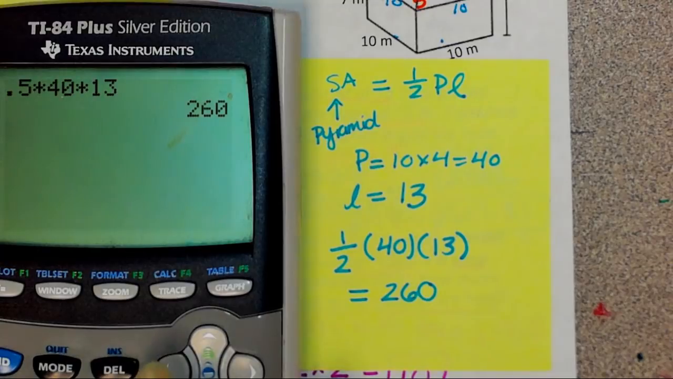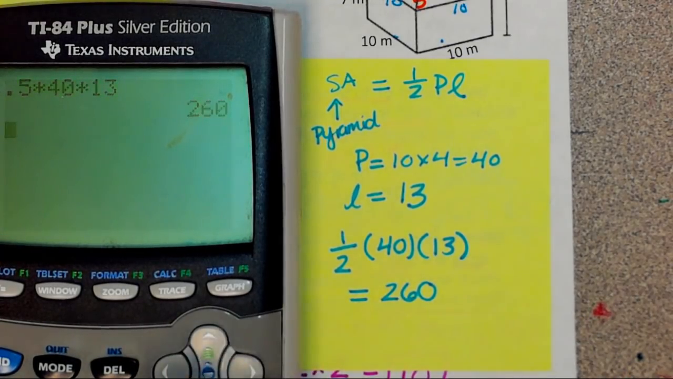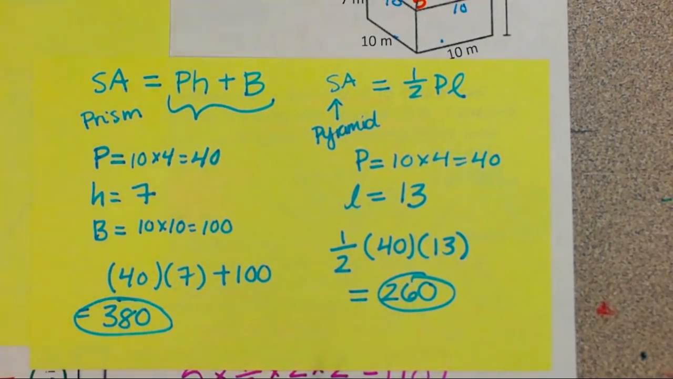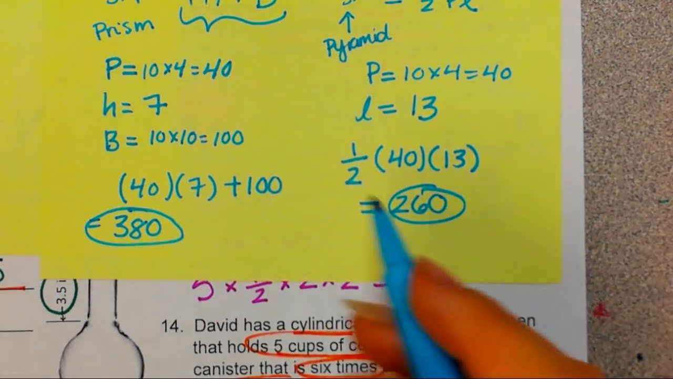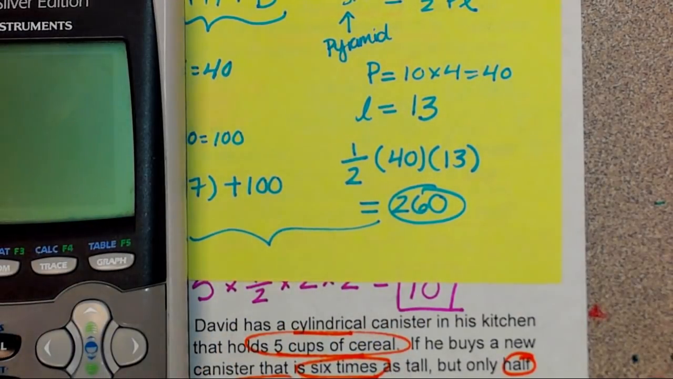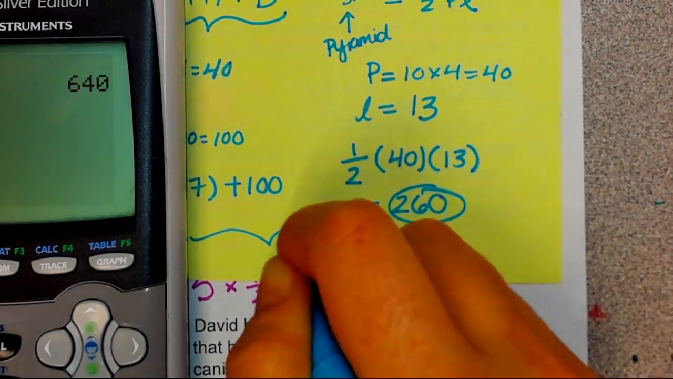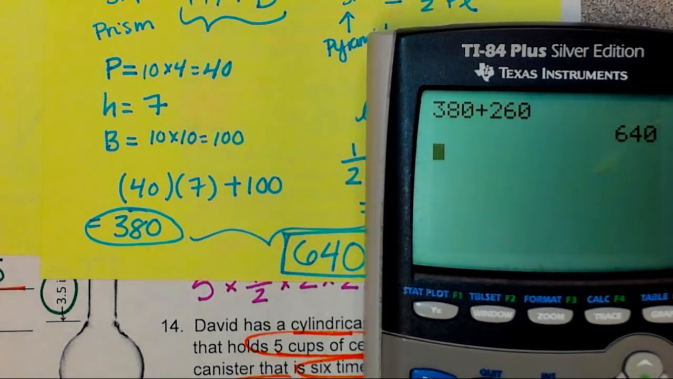Okay, so the lateral surface area for the pyramid is 260. Now I need to add these two. This is what I had for the prism, this is what I had for the pyramid, and I've got to add them to get the total. So 380 plus 260 gives us a total surface area of 640.